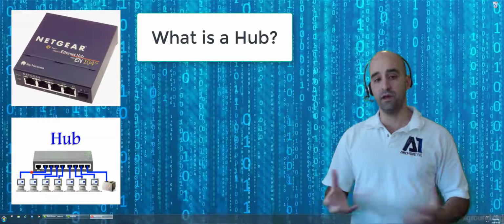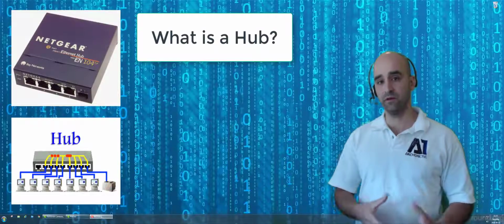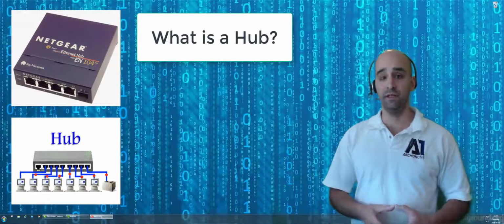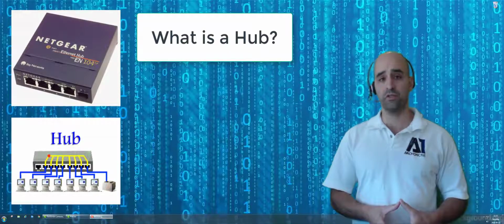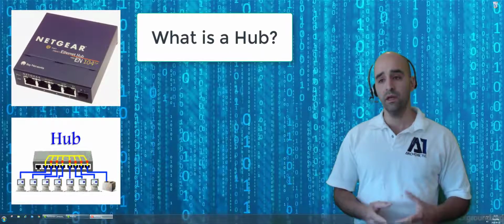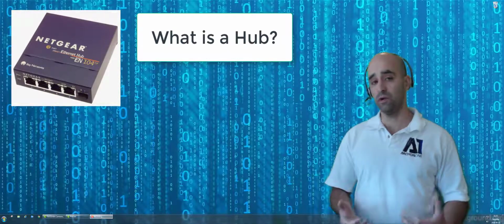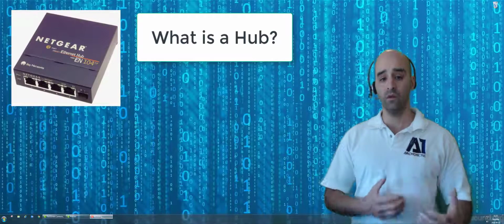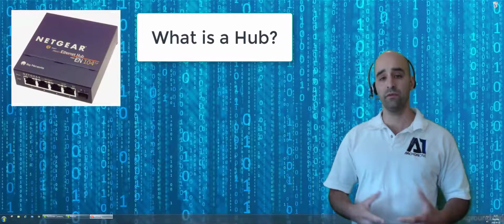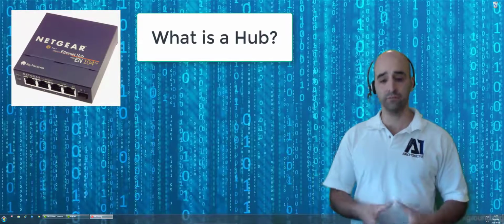The problem is the hub doesn't do any type of logical comparison or analysis of the data. It's literally just an electrical connection from each port to every other port. So there are a couple of problems with this design. The first problem is performance. When you have multiple devices all talking at the exact same time, one device can step on the other, and this creates what's called a collision.